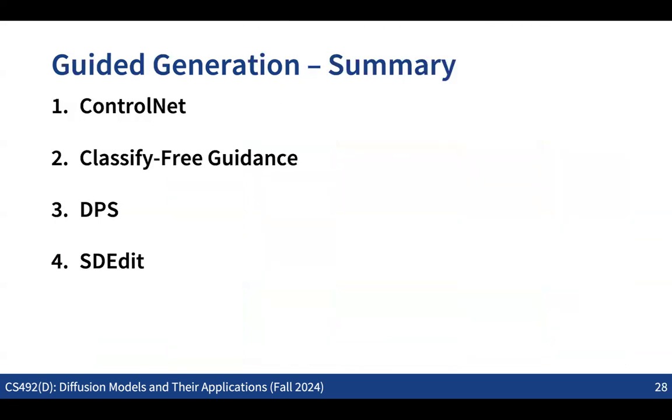Yeah. So these are all the ideas that we discussed before in terms of how we can utilize pre-trained diffusion models for multiple conditional generation applications. We discussed ControlNet, classifier-free guidance, DPS, and also SDEdit. So can you guess when we need to use which technique?